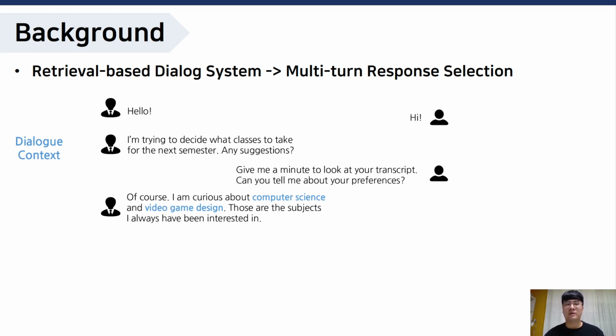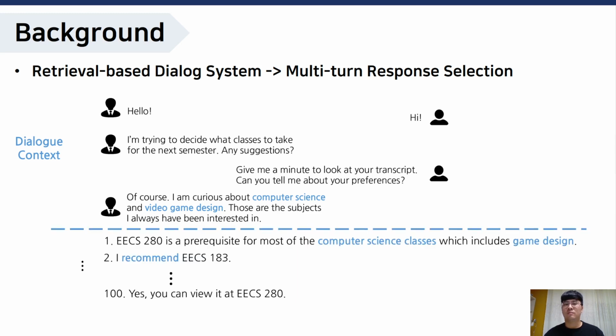So in retrieval-based dialogue systems, the dialogue agent first searches for some relevant responses by using search algorithms, and then selects the most likely response from the selected candidates. Here, the answer will be the first one because the advisor recommends a course related to computer science and video game design. So the objective is predicting the most consistent response following the utterance.